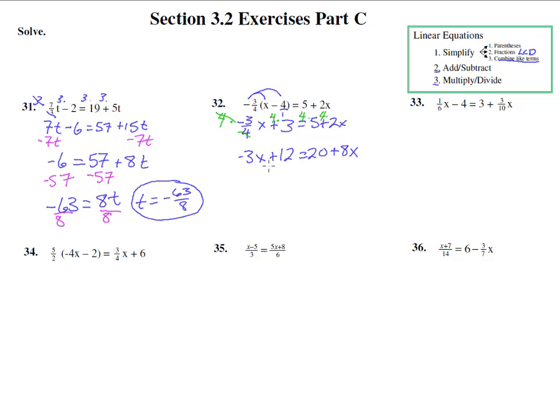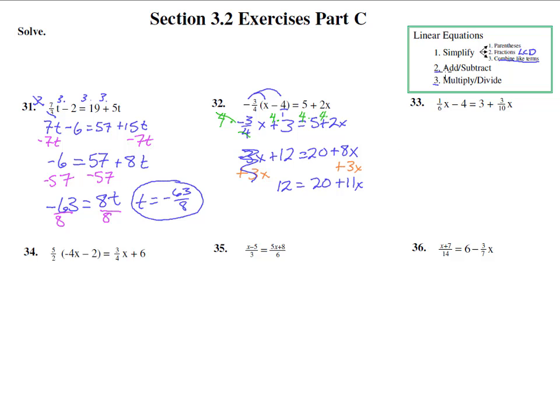Good. Now we've got multiple x's, and we've got to combine them together to simplify this thing up. We've got to get rid of either the negative 3x or the plus 8x. Let's get rid of this minus 3x by adding 3x to both sides of the equation. And we now have, that guy's gone, so we get 12 equals 20 plus 11x.